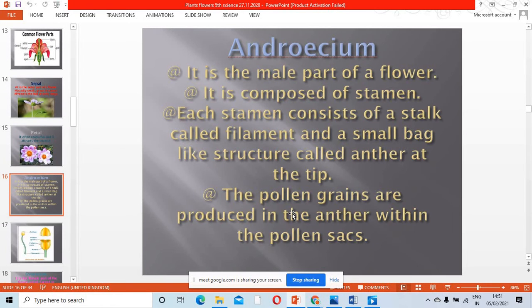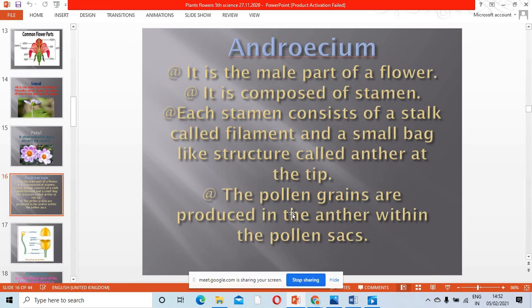Next we see the androecium, which is the male reproductive part of a flower. It is composed of stamen. What is stamen composed of? It consists of a stalk called filament and a small bag-like structure called anther at the tip. The pollen grains are produced in the anther within the pollen sacs.